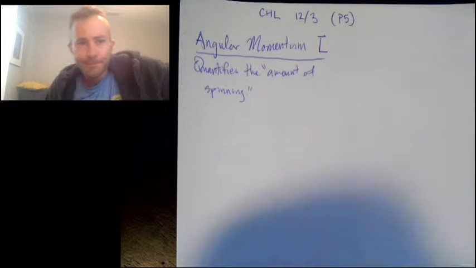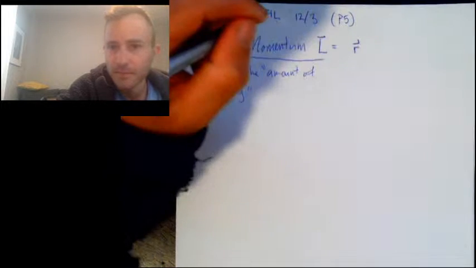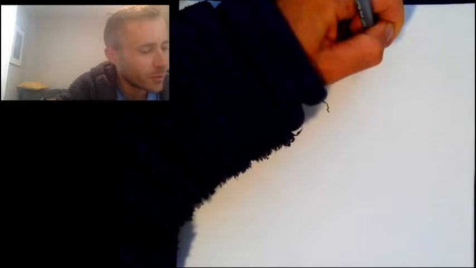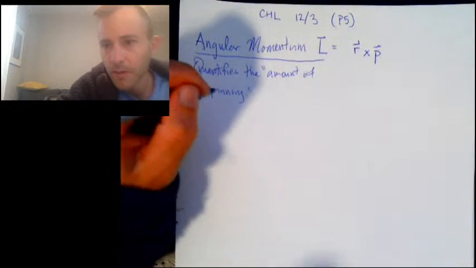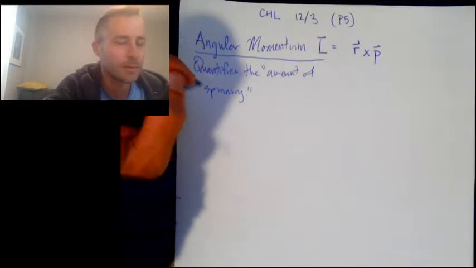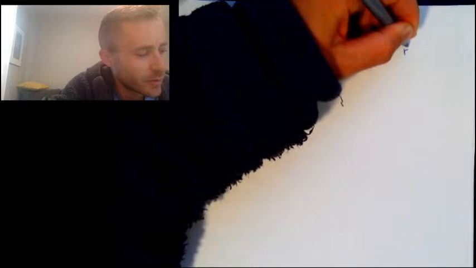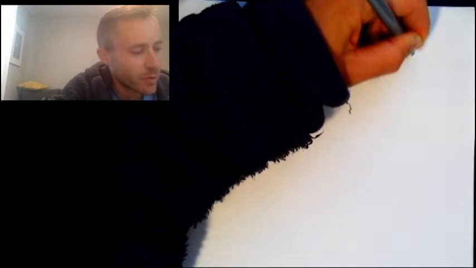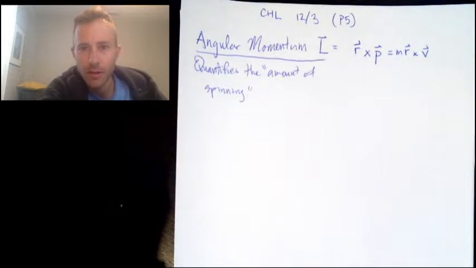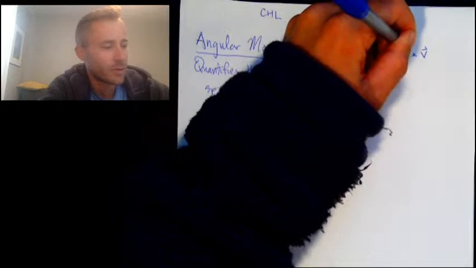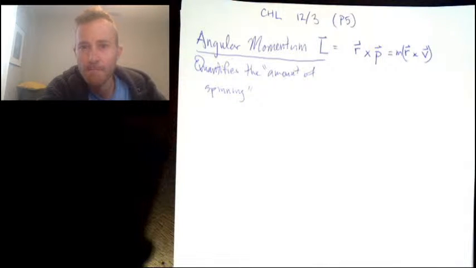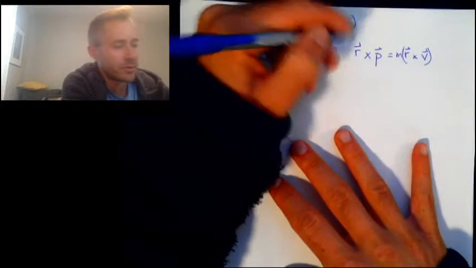So I'm going to start off by giving you the true definition of angular momentum, which is position vector cross product with momentum vector. Which could also be written as mass times position vector cross product with velocity vector. Okay? Because p equals mv. So, like that. All right, so that's the real definition of angular momentum.